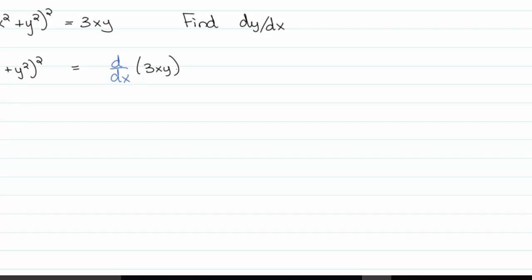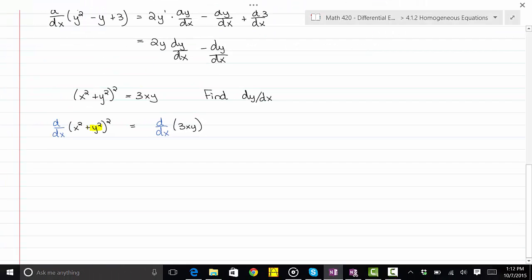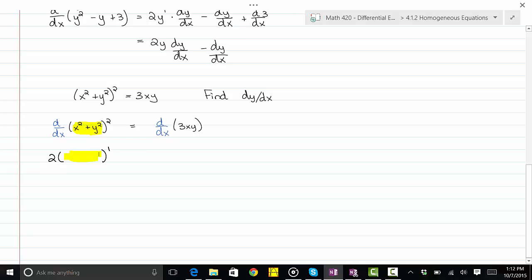So again, think in terms of pictures. On the left-hand side, I'm taking the derivative with respect to x of who knows what. In fact, I'm going to highlight that. Whatever I'm highlighting here, I don't know what it is, which we actually don't. But it's something squared. And what's the derivative of anything squared? Well, that's 2 times that something to the first power. We have 2 times something to the first power. That something I'll fill in. It's just x squared plus y squared.